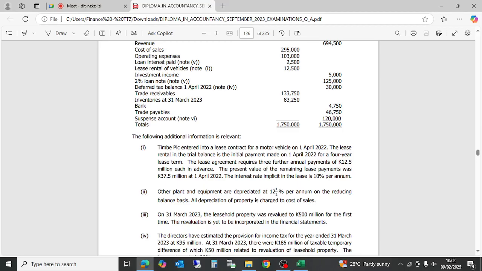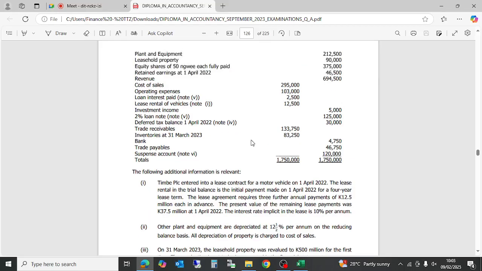The present value of the remaining lease payments was 37.5 million at 1 April 2022. The interest rate implicit in the lease is 10% per annum. So what we are supposed to do as per this question, firstly, we'll have to find the initial measurement of the right of use asset. Our right of use asset as per this is actually the motor vehicle.